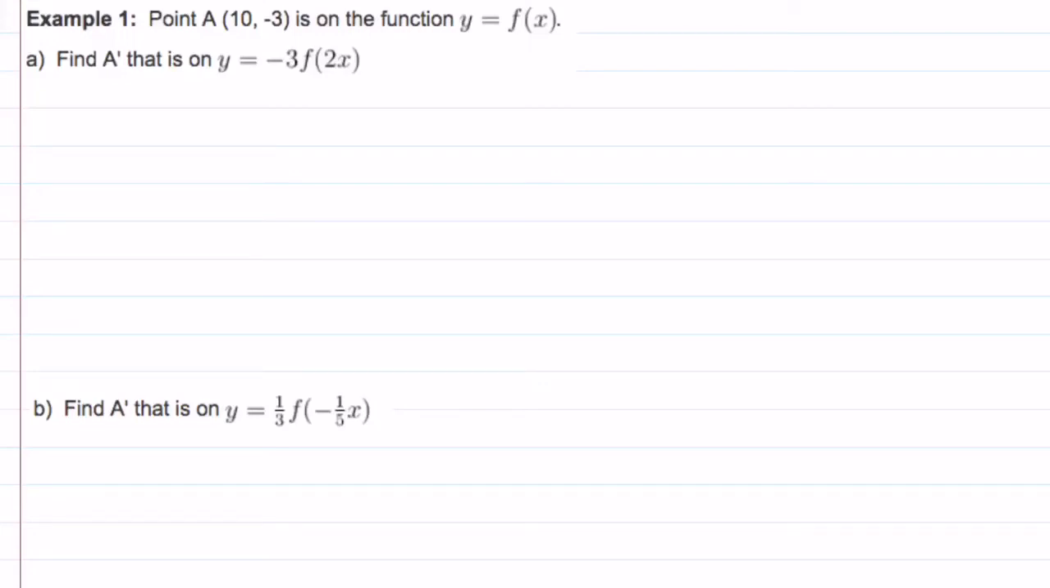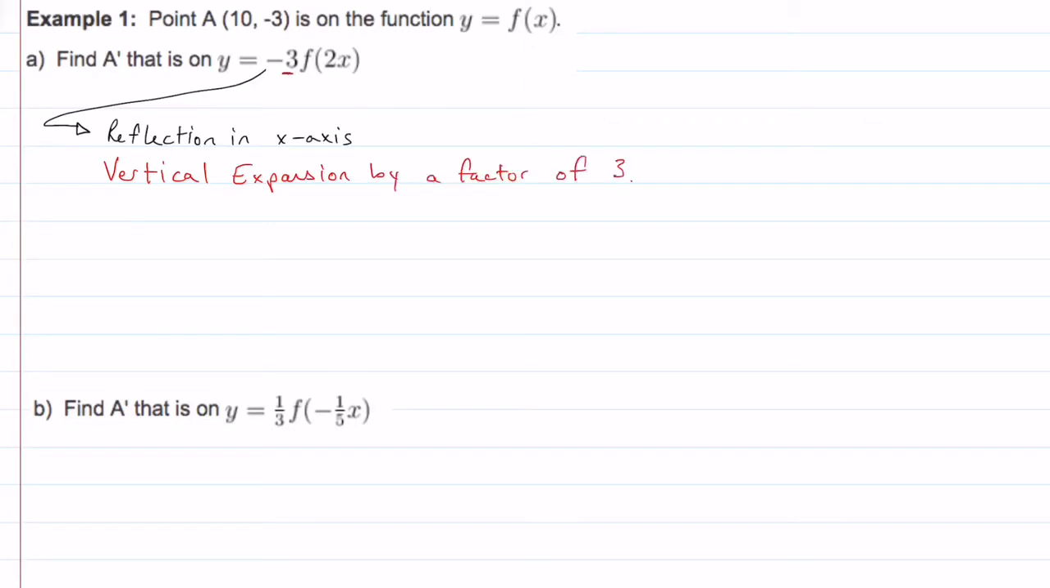Okay, for A, I'm going to find A prime that is on y equals negative 3f of 2x. So that negative 3 in front is basically like an a value, we might call it. The negative is a reflection in the x-axis. And the 3 is a vertical expansion by a factor of 3. Okay, on the inside, f of 2x, that 2 is a horizontal compression by a factor of a half.